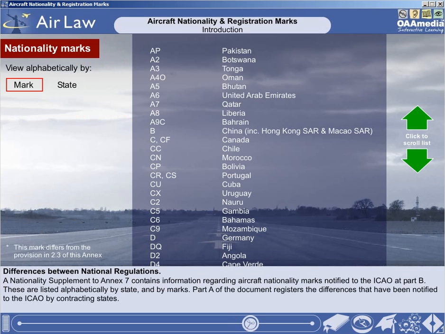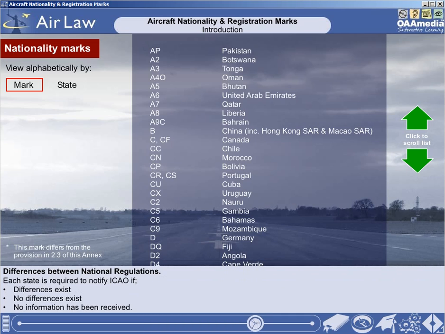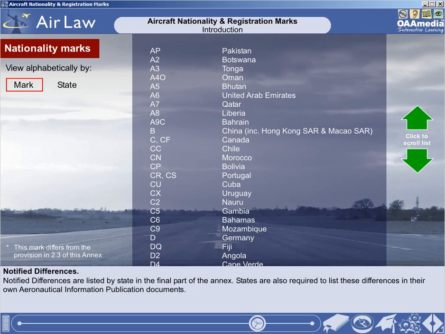A nationality supplement to Annex 7 contains information regarding aircraft nationality marks notified to ICAO at Part B. These are listed alphabetically by state and by marks. Part A of the document registers the differences that have been notified to ICAO by contracting states. Each state is required to notify ICAO if differences exist, no differences exist, or no information has been received. Notified differences are listed by state in the final part of the annex. States are also required to list these differences in their own air information publication documents.